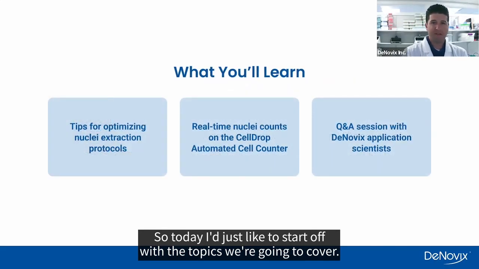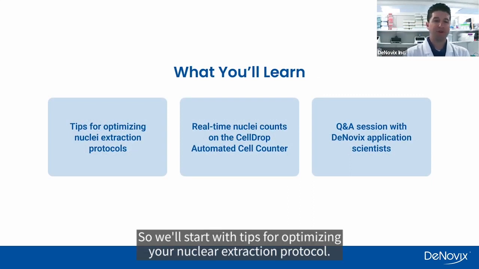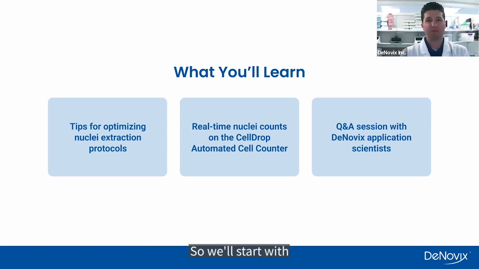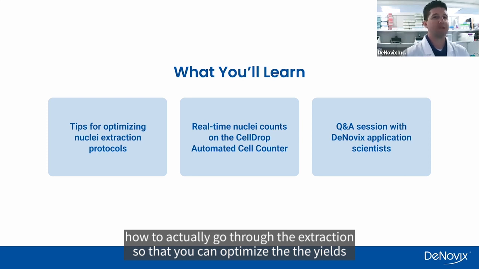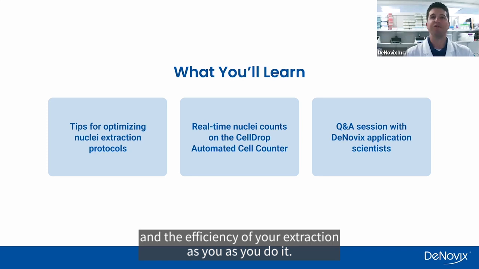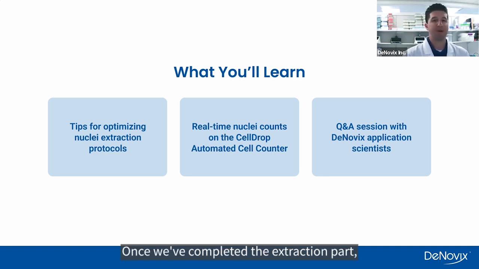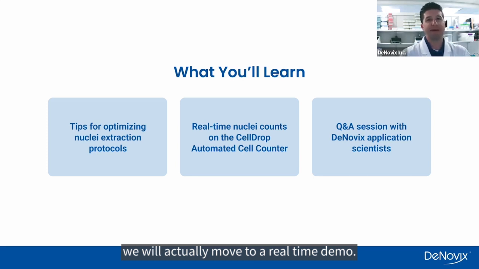So today I'd just like to start off with the topics we're going to cover. We'll start with tips for optimizing your nuclei extraction protocol. We'll start with what kind of tissue you're working with, how to get that initially set up, and then how to actually go through the extraction so that you can optimize the yields and the efficiency of your extraction as you do it. Once we've completed the extraction part, we will actually move to a real-time demo.